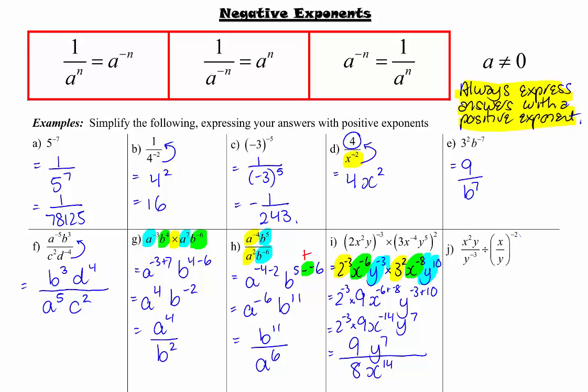Next one, I'm going to worry about the power first, just using rules of precedence. Always look at the powers first. So I have x squared y over y to the negative 3 divided by x to the negative 2 all over y to the negative 2. I'm going to do something a bit weird because I prefer multiplication than division. So this might look a bit weird. There are different ways to do this problem. I'm going to change to multiplication and flip.